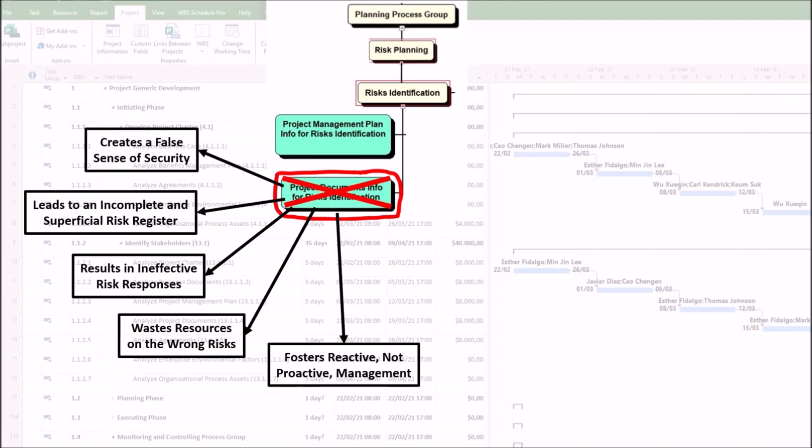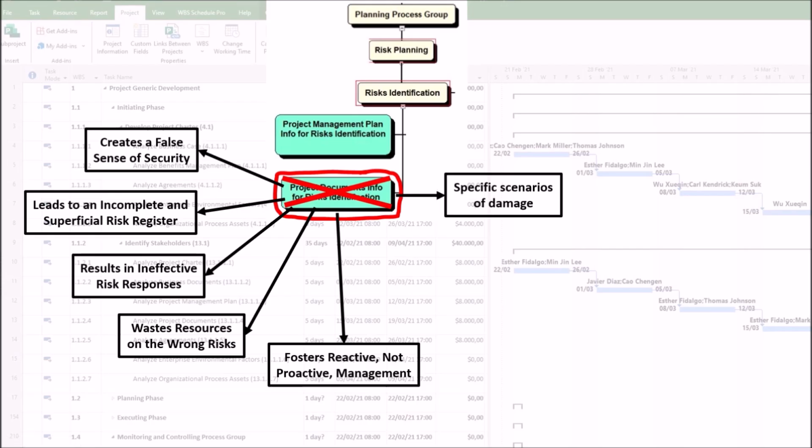5. It fosters reactive, not proactive, management. The entire purpose of the identify risks process is to be proactive. Poor document analysis turns the risk management process into a post-mortem exercise. For example, the issue log shows a pattern of small quality control failures. A poor analysis treats each issue in isolation. A thorough analysis would identify the pattern as a symptom of a larger risk of systemic quality breakdown, allowing the team to proactively revise the quality management plan before a major defect occurs.